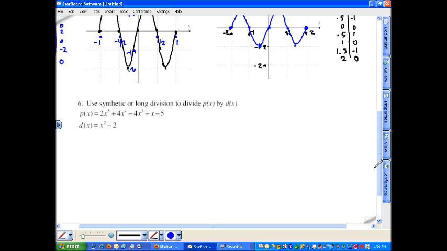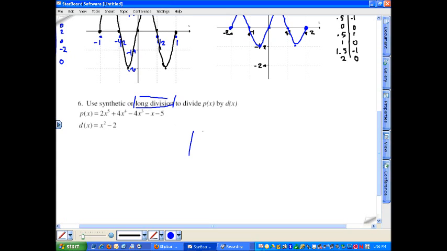Okay, question 6. It says use synthetic or long division. You really actually don't have a choice. You must use long division because your divisor, x squared minus 2, in order to use synthetic division, the divisor has to be linear. And this divisor is a quadratic. X squared minus 2 is a quadratic, so we have to use long division.